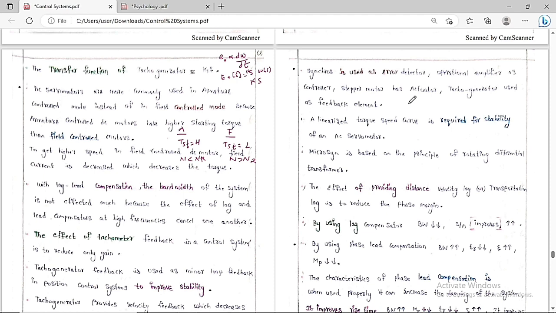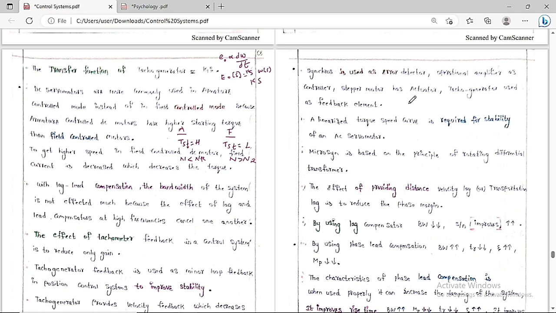The effect of providing distance velocity lag or transportation lag is basically to reduce the phase margin. In simple words, transportation lag means the output is going to lag the input by some amount of time. So why do we introduce this in the system? Because we want to reduce the phase margin.